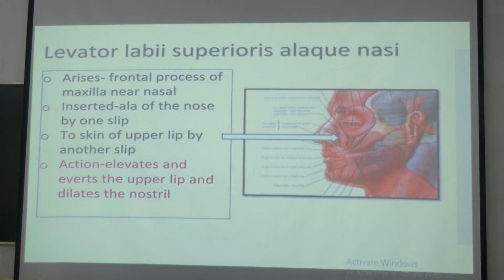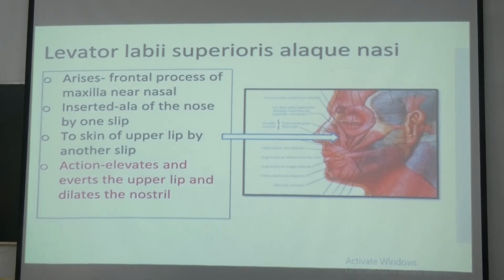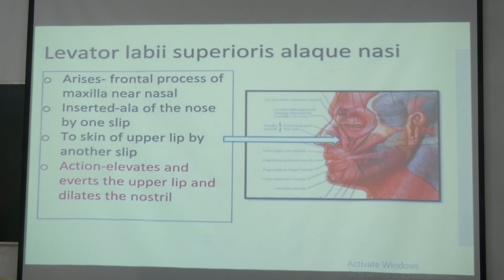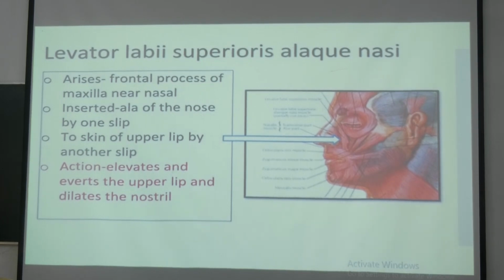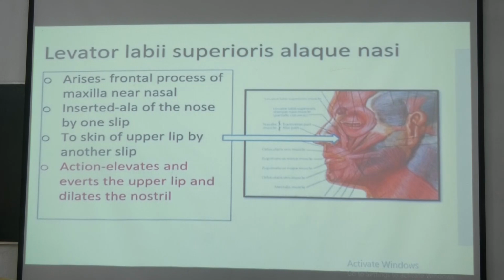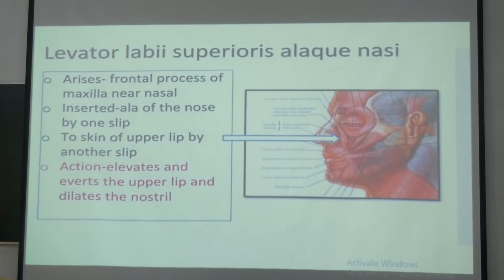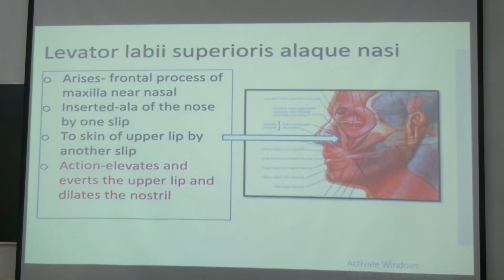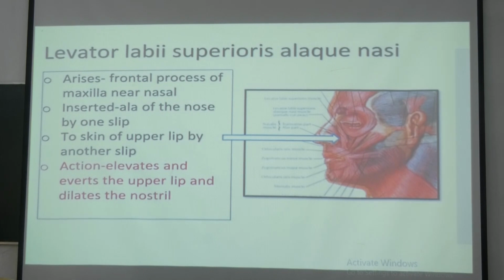So what is the function? Please write it down. Function of this muscle. Last bench, could you tell me the function? So this elevates and everts the upper lip. Evert means you are turning the lip outward on either side. Okay. It elevates and everts the upper lip and also dilates the nostril. Okay, so this is the levator labii superioris alaeque nasi.